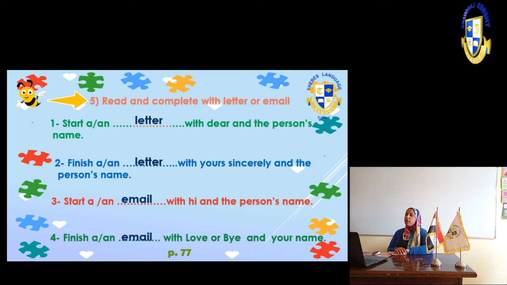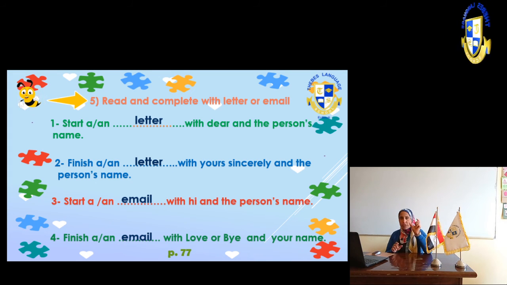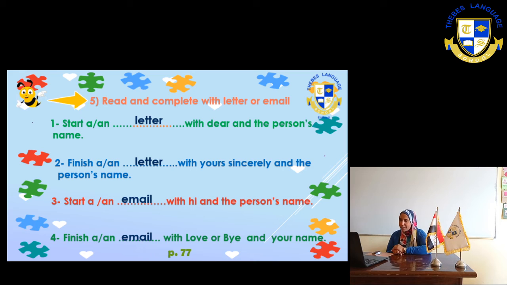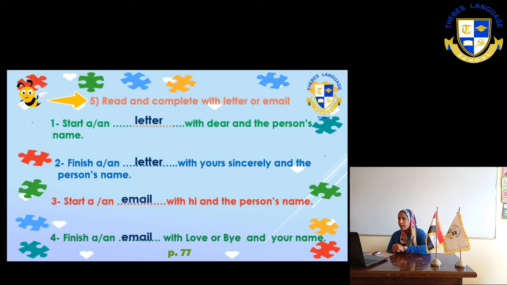Now, exercise number 5, you're going to read and complete with the word letter or the word email, and you're going to make a circle around a for a letter or an for an email. Number 1, start a letter or start an email with dear and the person's name. Start a letter. Number 2, finish a letter or finish an email with yours sincerely and the person's name. Finish a letter with yours sincerely and the person's name.